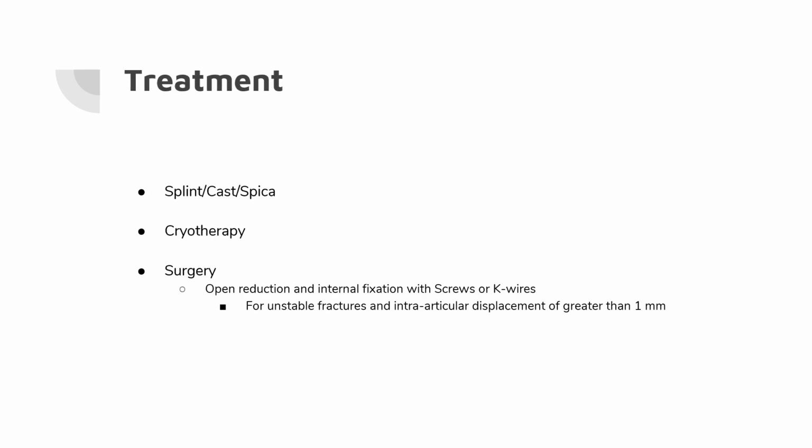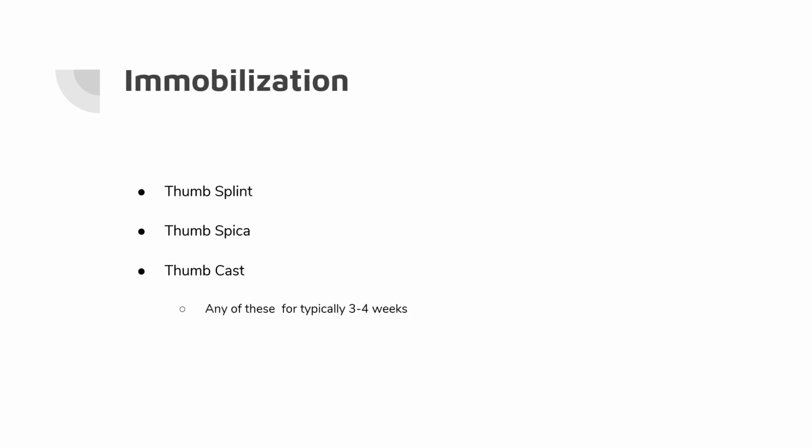Treatment-wise, you want to splint, cast, or spica the area that is injured, cryotherapy to reduce or limit the swelling, and surgery is an option, such as open reduction and internal fixation with screws, and this is for more unstable fractures and intra-articular displacement that is greater than 1 millimeter. Mobilization, like I said before, splint, spica, or cast, and any of these are for typically 3 to 4 weeks.